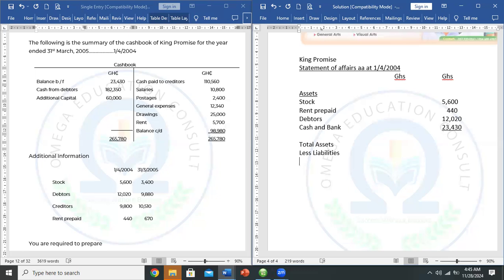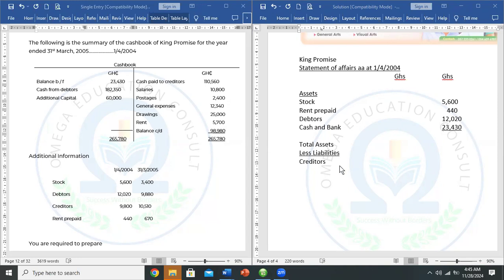So Prof. Bridget, what liability do you see in the question on that date, 1st April 2004? Creditors. Thank you very much, creditors. As simple as that. Prof. Natasha, do you see any other liability, or that is the end of the story for liabilities? That's all the liability. Thank you.